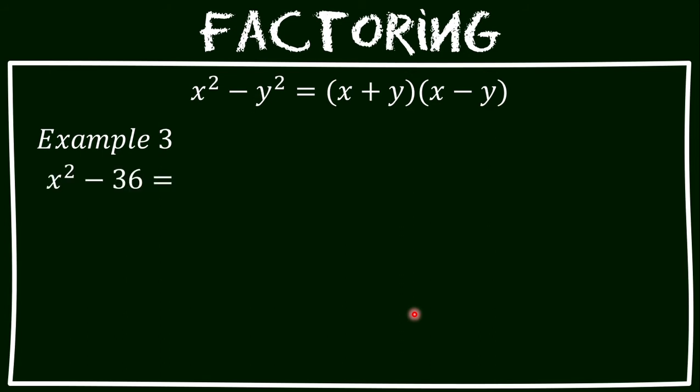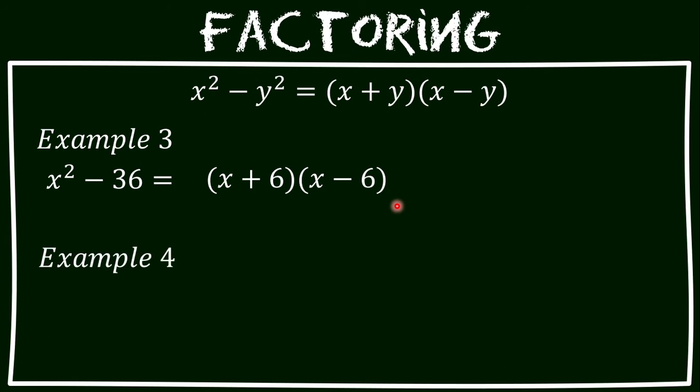That's it. And we have, again, example number 3. x squared minus 36. The square root of x squared, of course, is x, and the square root of 36 is 6. So our answer will be x plus 6 times x minus 6.